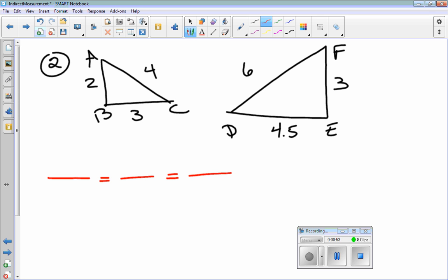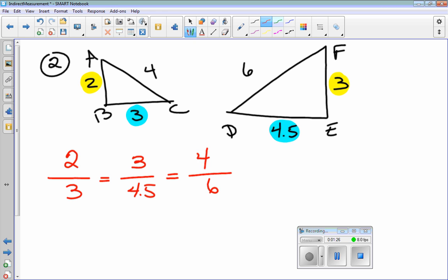So 2 in the left-hand triangle, or the small triangle, is the smallest side. What's the smallest side over here? So those correspond to each other. Small goes to small. So we have 2 is to 3, and then we'll do the same thing with medium. So 3 is the medium side length. What's the medium side length on the other one? 4.5, okay. So we'll say 3 is to 4.5, and then the remaining is 4 is to 6.